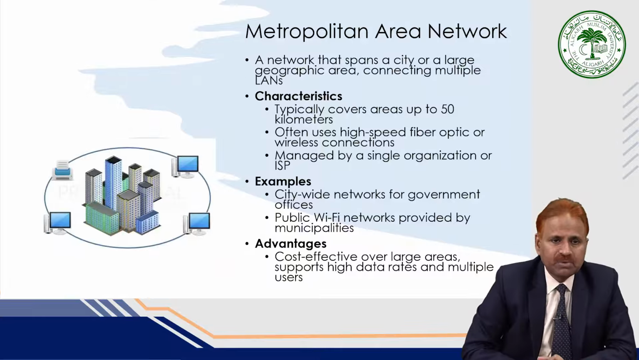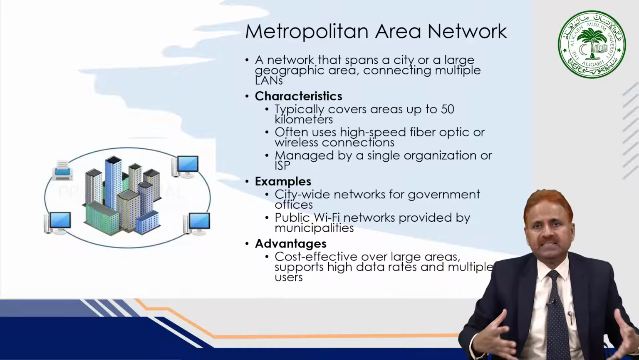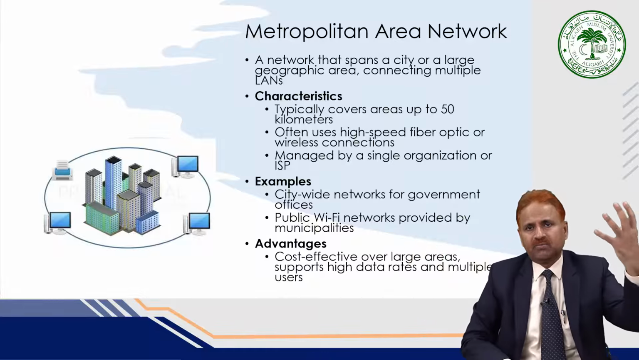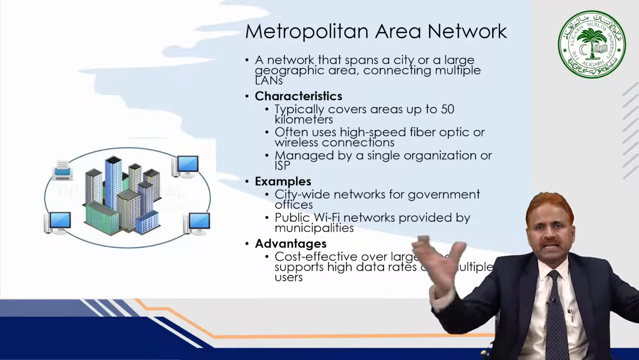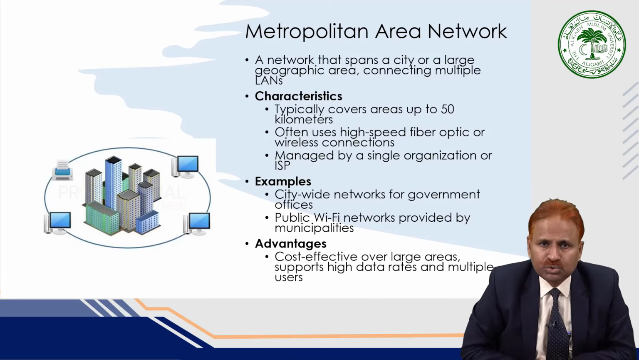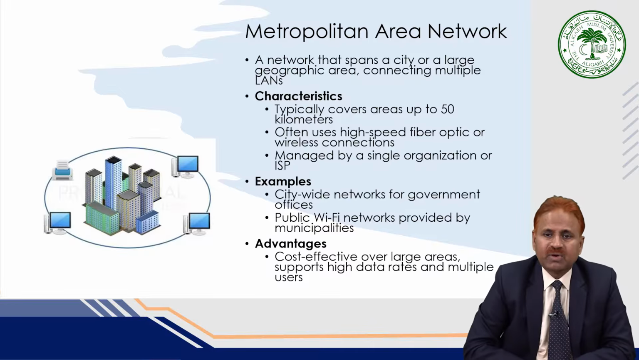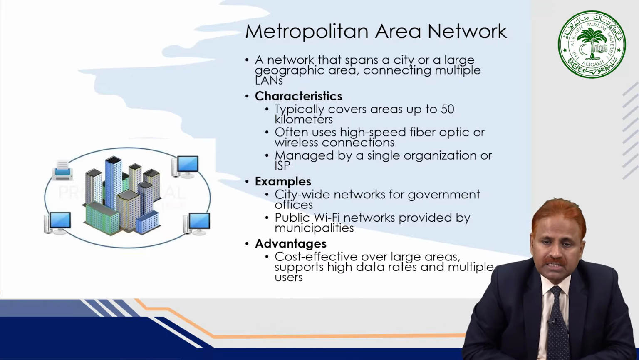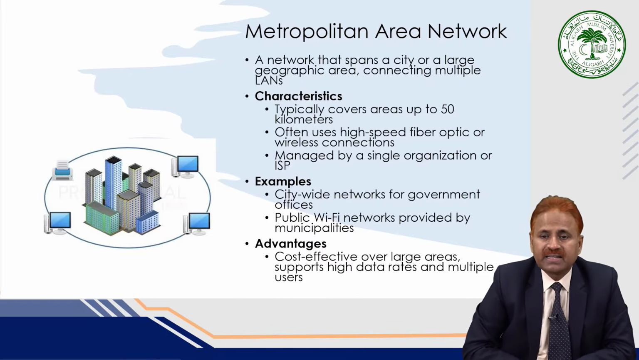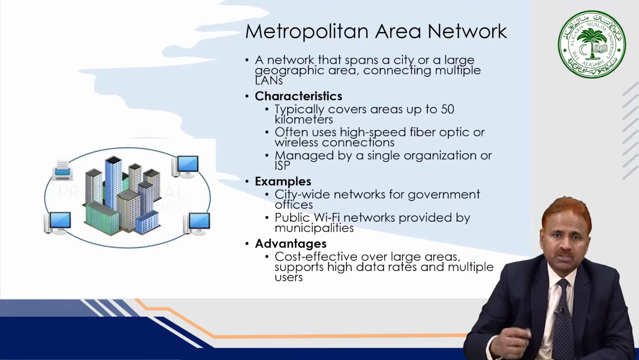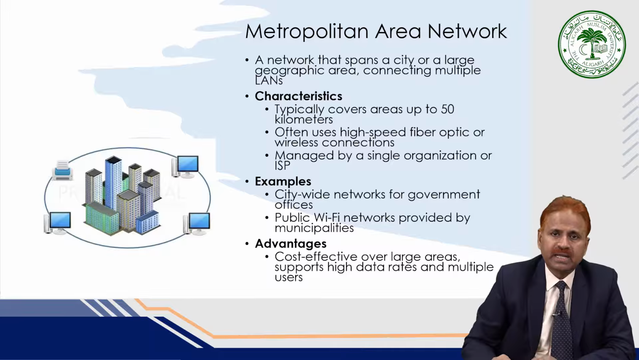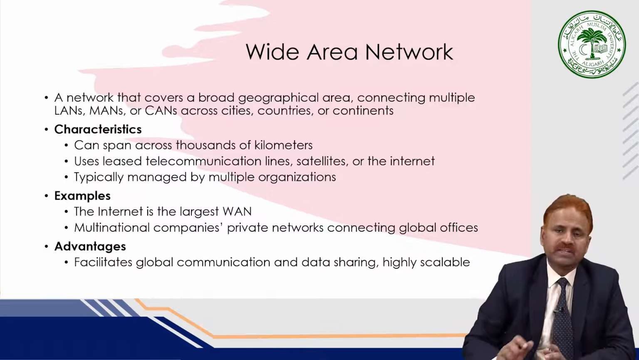Here you can see the examples that the span is the whole city. So the computers, no matter whether they are in one part of the city or another part of the city, can be connected in the metropolitan area network. So examples are a city-wide network for government offices, maybe a public Wi-Fi network provided by municipalities, and the advantage is cost effectiveness over a large area, and it supports high data rates and multiple users. So these are some of the characteristics, examples and advantages related to metropolitan area network.